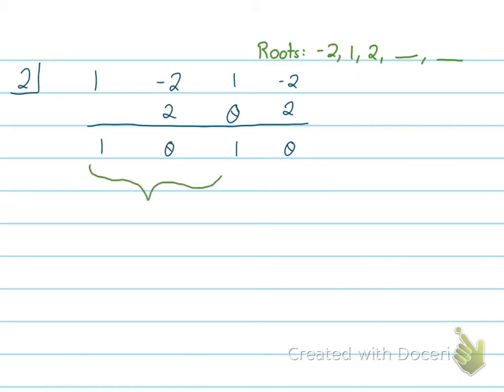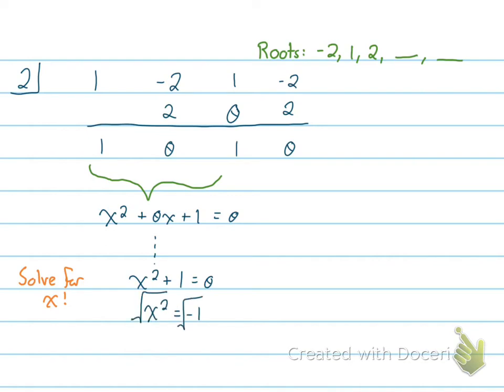And I'm left with the equation x squared plus 0x plus 1 equals 0. Or, for short, x squared plus 1 equals 0. Now I can solve for x. So all I'm going to do here is bring that 1 over. Take the square root. Know that the square root of negative 1 is i. And my answers here could be positive i or negative i.